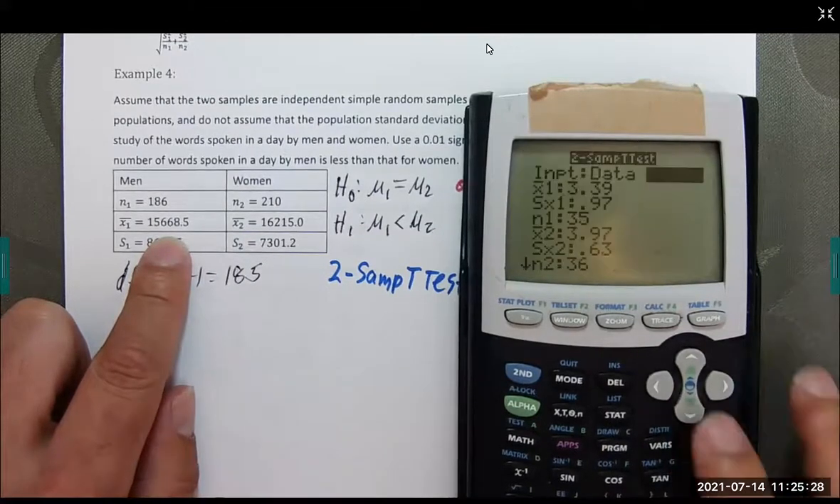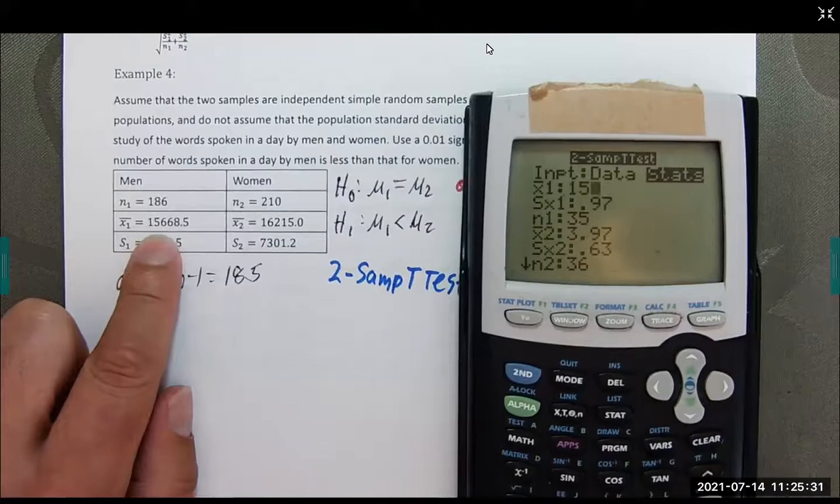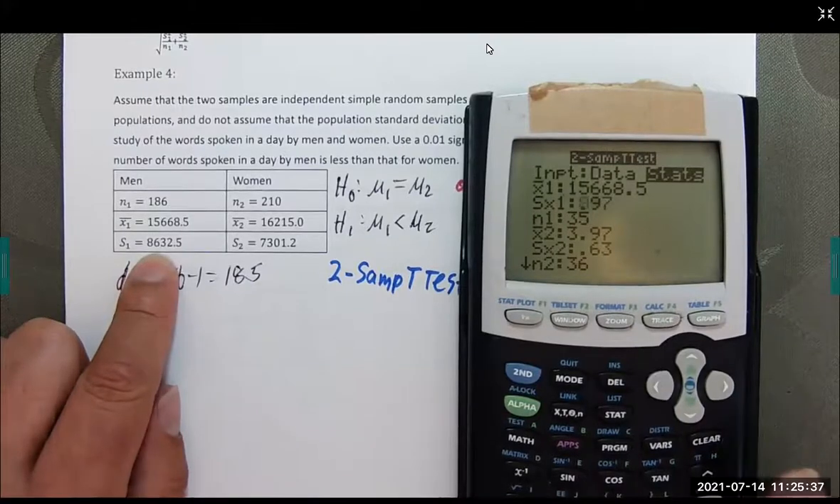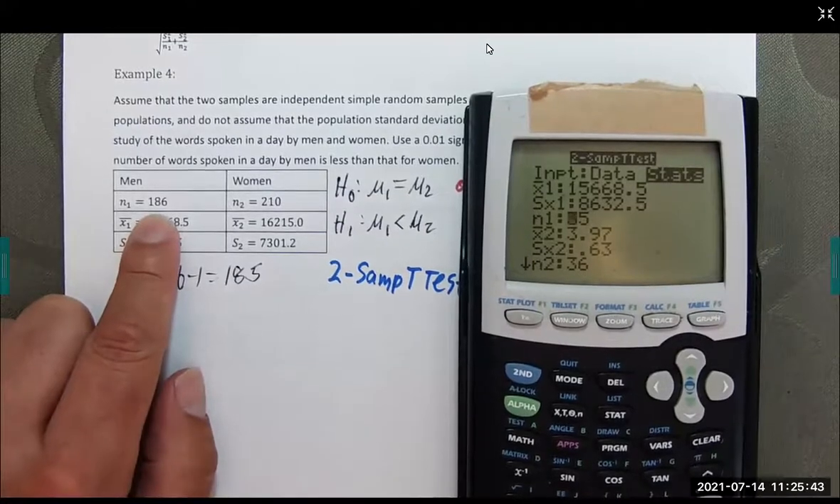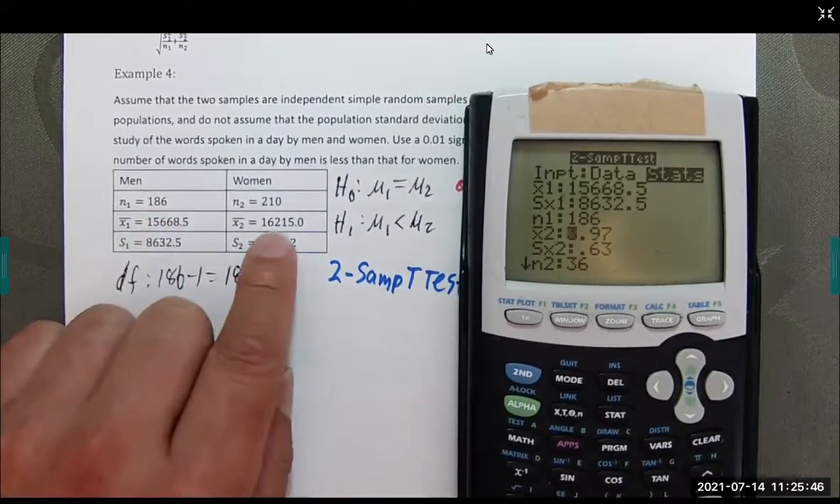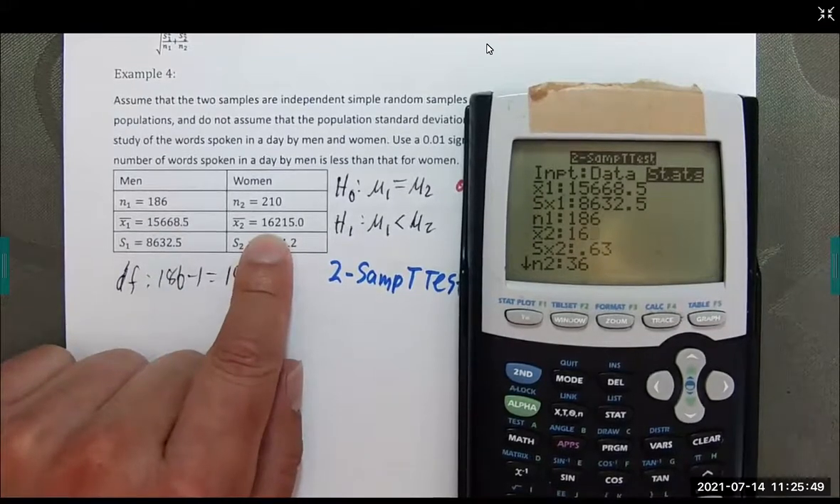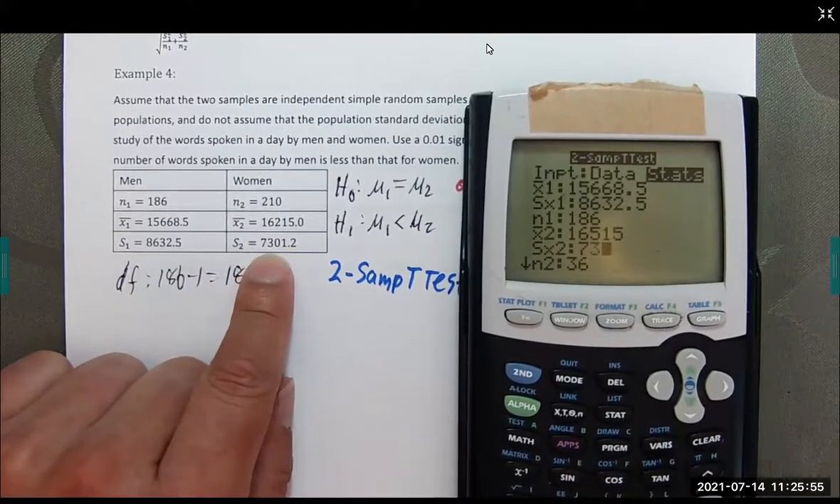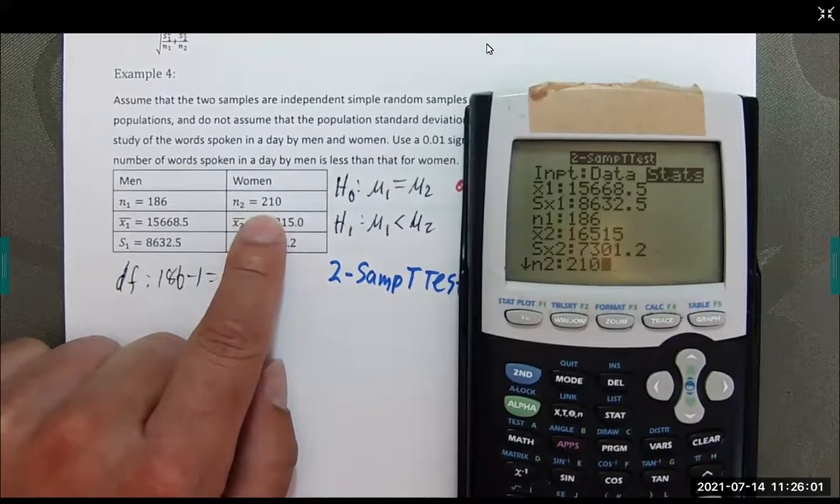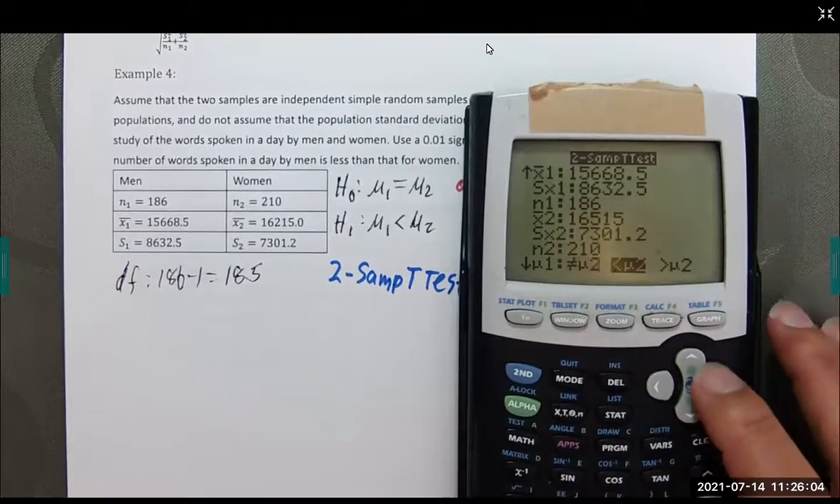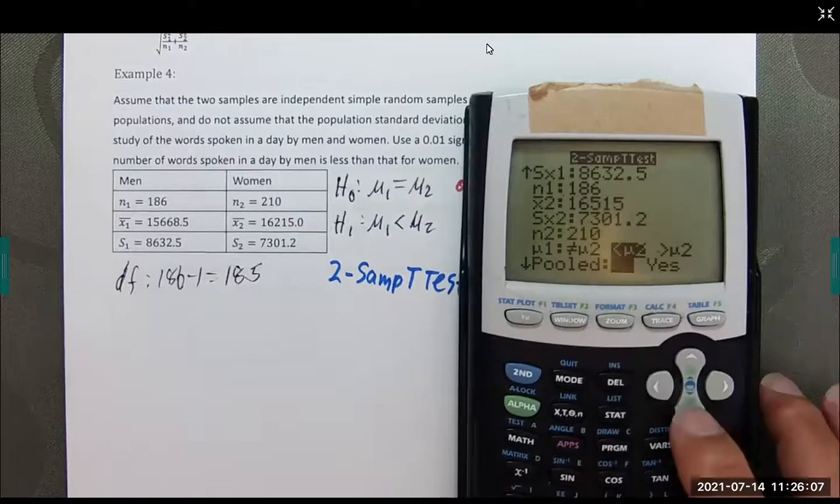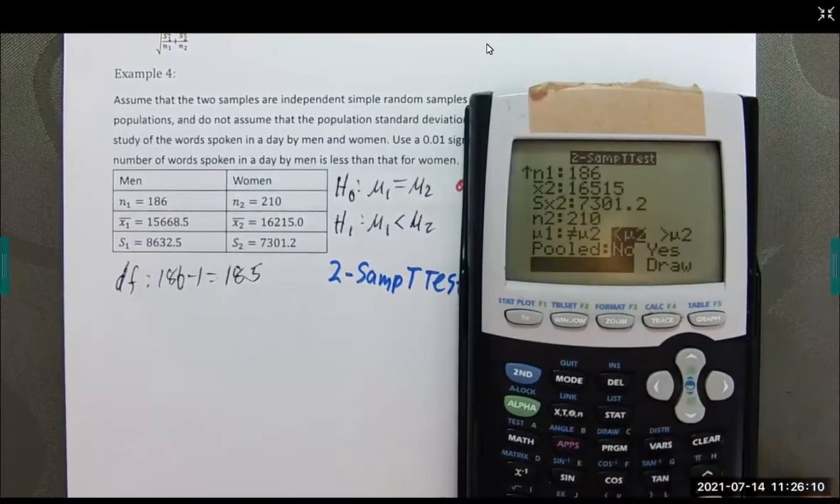2-sample t-test there. X bar sub 1 is 15668.5. Standard deviation is 8632.5. N sub 1 is 186. X bar sub 2 is 16215. Standard deviation 7301.2. And N sub 2 is 210. And this is a less than, so it's already on mine. It's not pooled. I've been making kind of a big deal about that, so we're not going to pool anything. And we're going to go ahead and calculate.